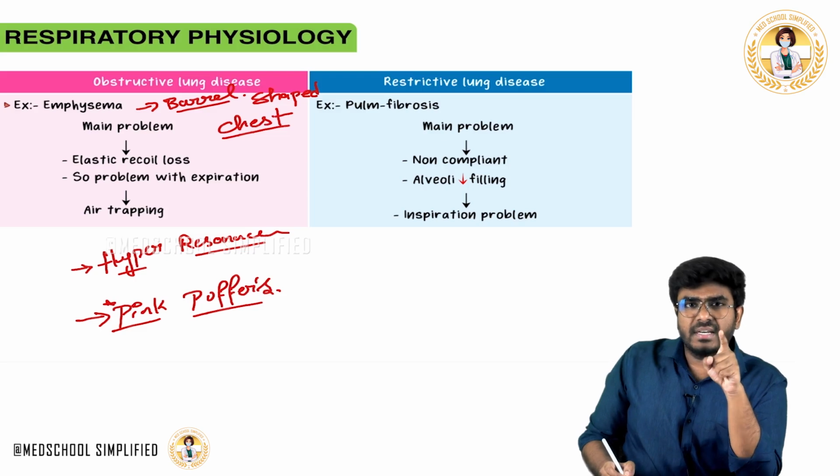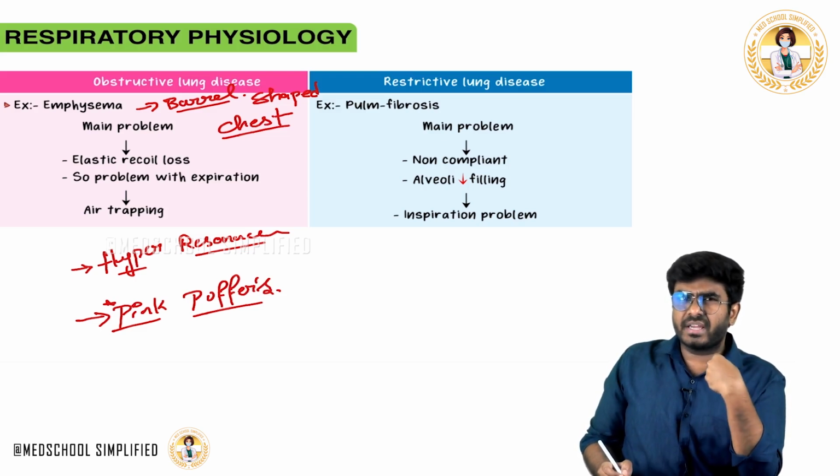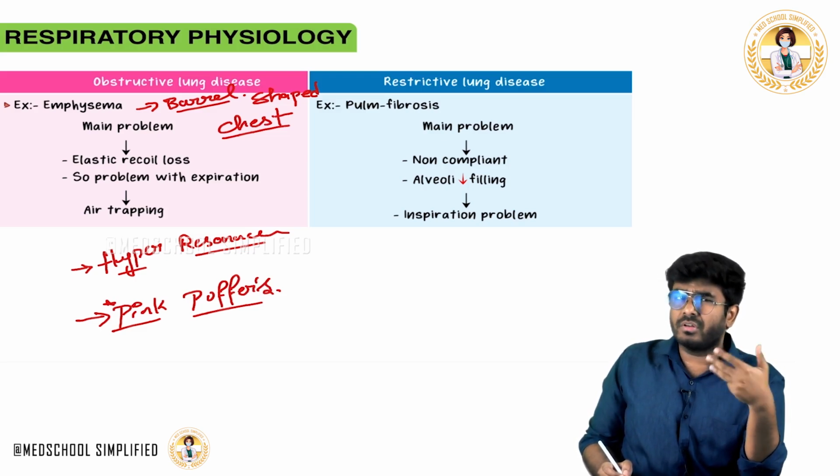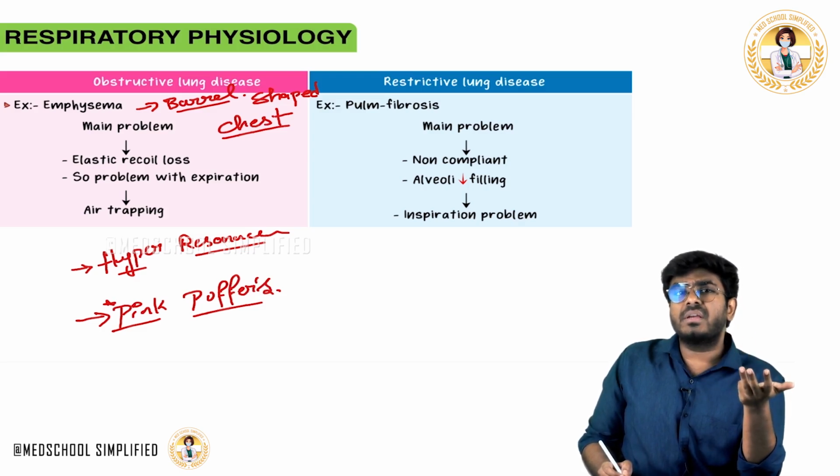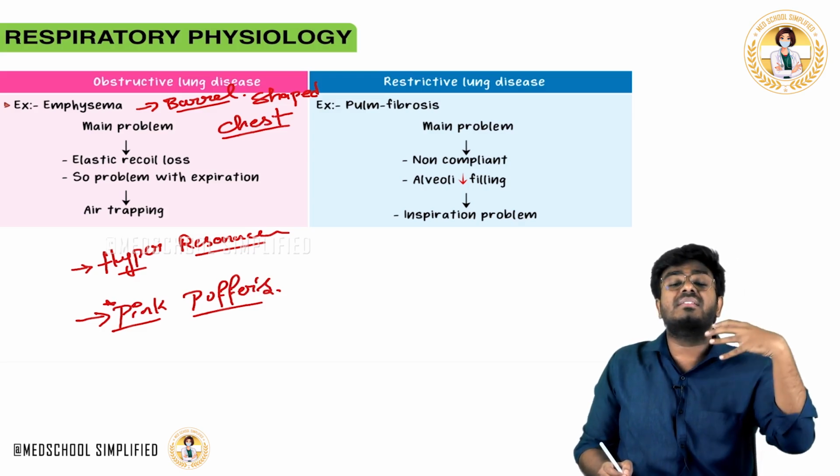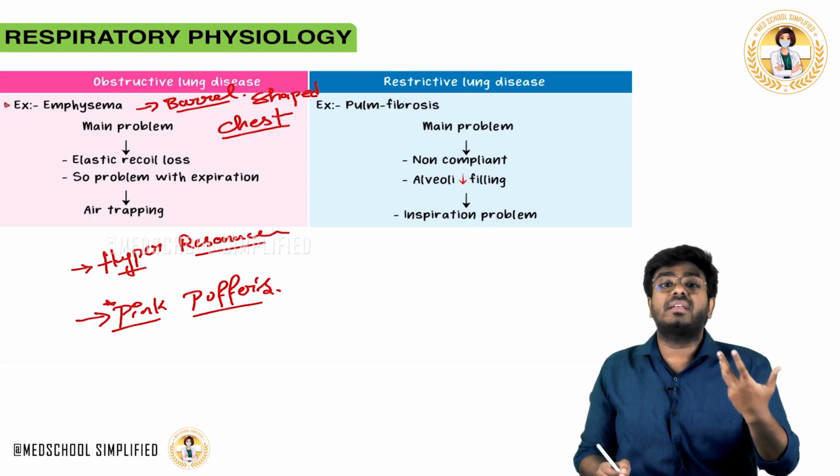Now if I say air is getting trapped inside the lung, extra air is there, right? So what happened to residual volume? Residual volume increases. What happened to total lung capacity? Total lung capacity also increases. Why? Because air is getting trapped inside the lung, so lung volumes will increase.